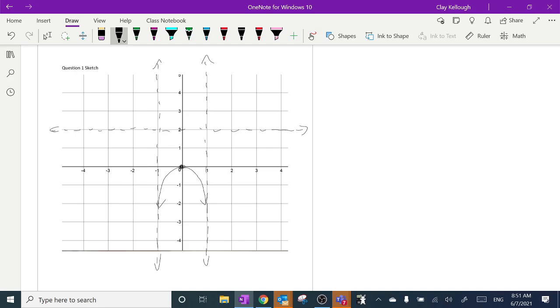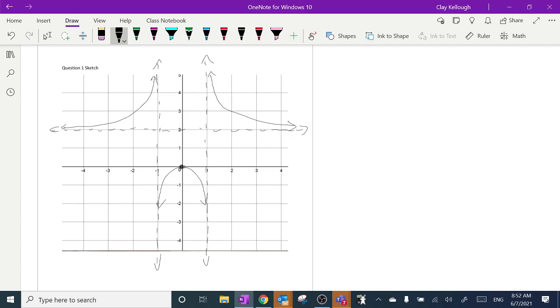And so we know that we're approaching 2 as we go to infinity left, and we're approaching positive infinity as we get closer to negative 1 from the left. And we know it's symmetrical, so this arm has to look exactly the same as that arm. And that's it. All right.